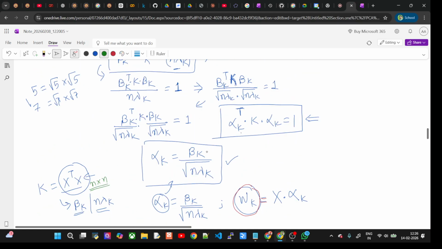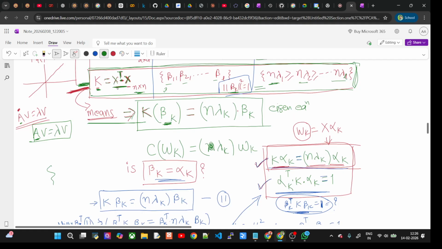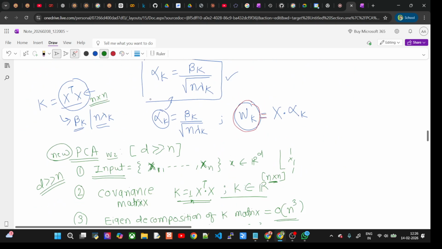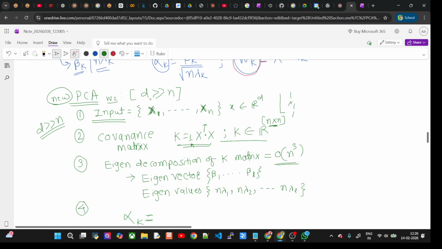If you see this equation, we say that k is equal to what? This is our normal case. But in this case, because we derived it now, we consider k equal to x transpose x, so not 1 by n upon x transpose x. In this case it is x transpose x only.